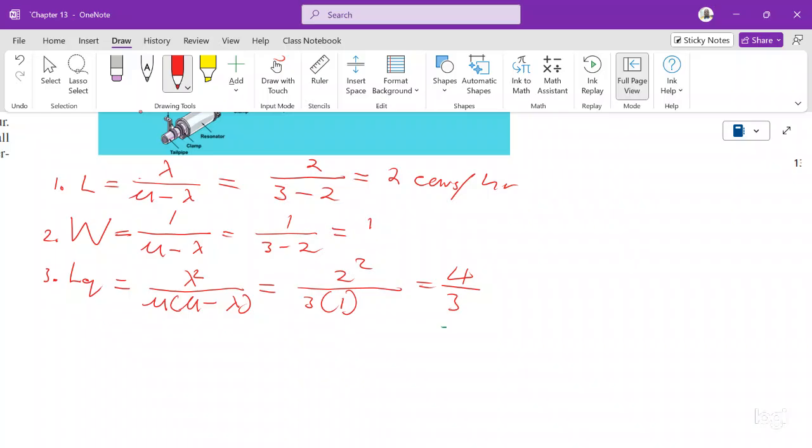3 minus 2 is 1, obviously. Nowadays you need to make sure, if you don't make sure, you'll be in trouble. 4 over 3, just 1.33. All right, it's fine. Then you are moving right along to WQ, the average time waiting in the queue.